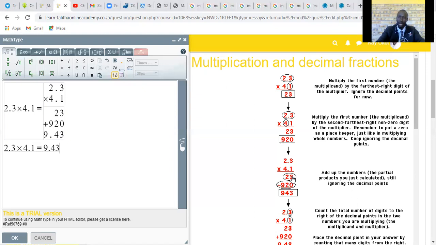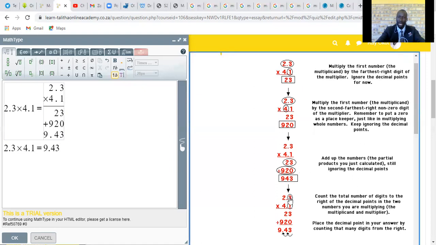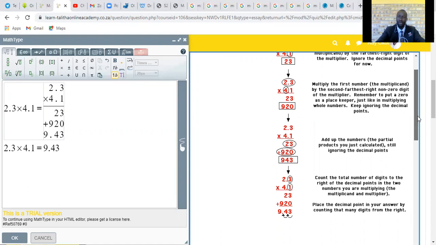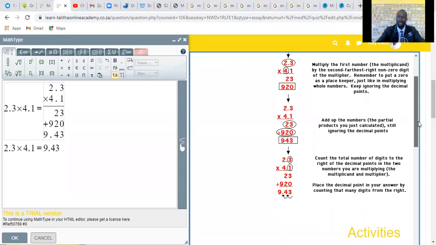Now the next step is to add. So we add 3 to 0 to get 3. We add 2 to 2 to get 4. Then this 9 has nothing to be added onto it. We just write it down here. And therefore, in conclusion, we say that 2.3 times 4.1 equals 9.43. That is the first activity, which explains the rule we use for multiplication.